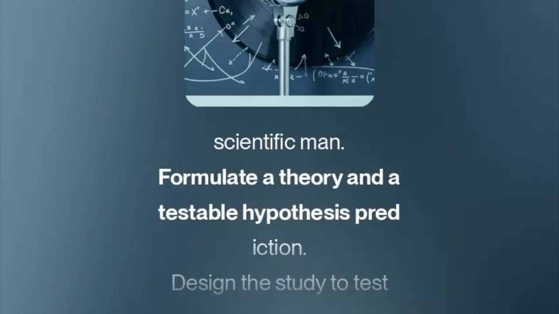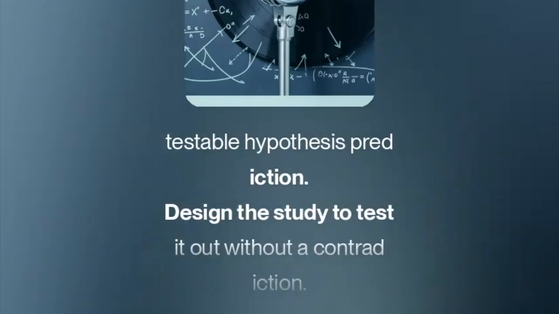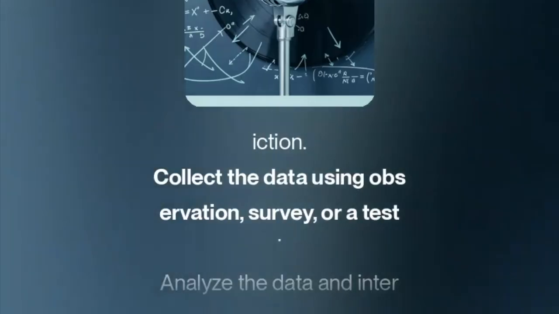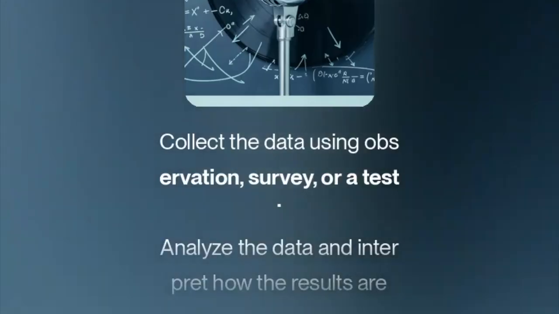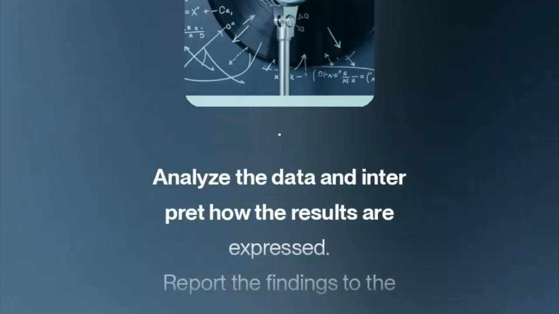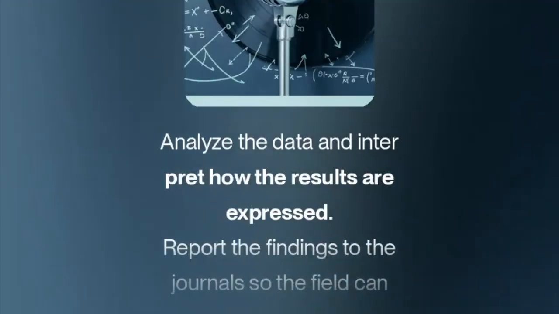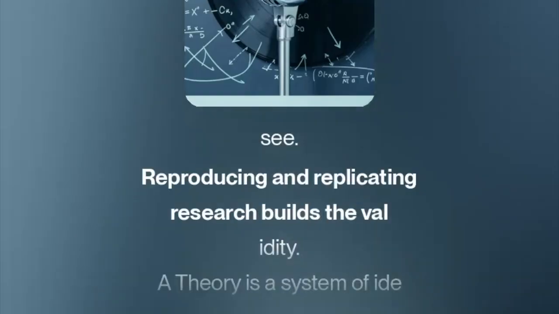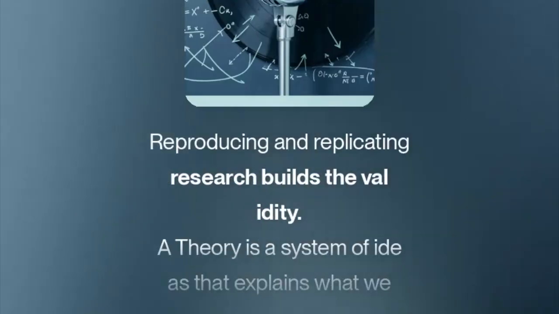Formulate a theory and a testable hypothesis prediction. Design a study to test it out without a contradiction. Collect the data using observation, survey, or a test. Analyze the data and interpret how the results are expressed. Report the findings to the journal so the field can see. Reproducing and replicating research builds the validity.